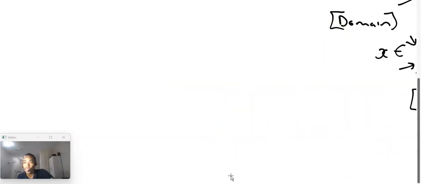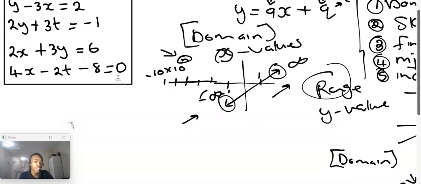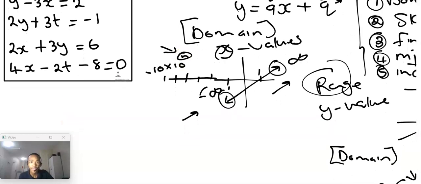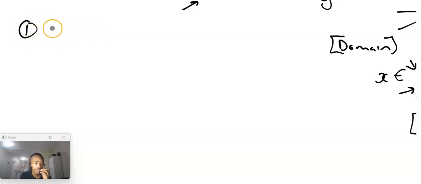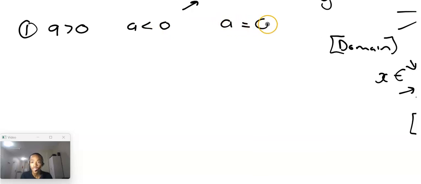Right. Okay, so let's say we have these functions right here. First of all, there are ways of sketching the functions. The first thing that you need to understand is the shape of the function. So if a is greater than 0, if a is less than 0, and if a is equal to 0, what is happening to the function?